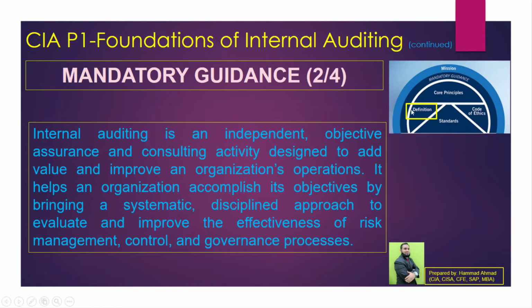First we saw that we have to comply with the mandatory guidance. Complying with the mandatory guidance means that we have to comply with 4 elements. The first element was core principles. The second element is the definition. What does it mean to comply with the definition? Whatever we do, it should add value in the organization's processes, right? This is the ultimate objective.